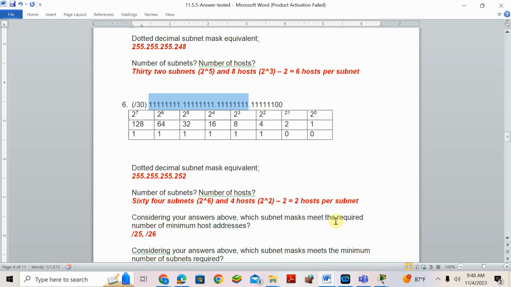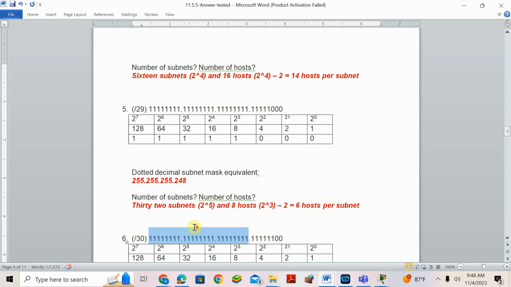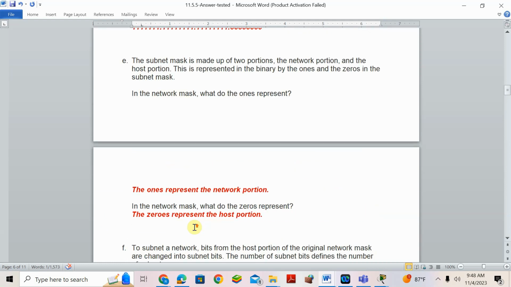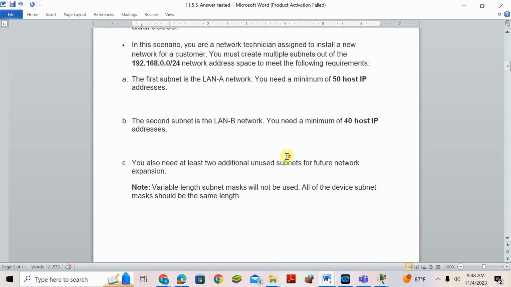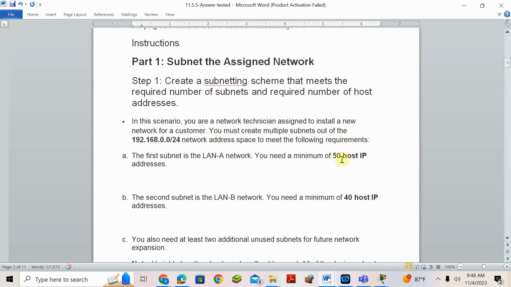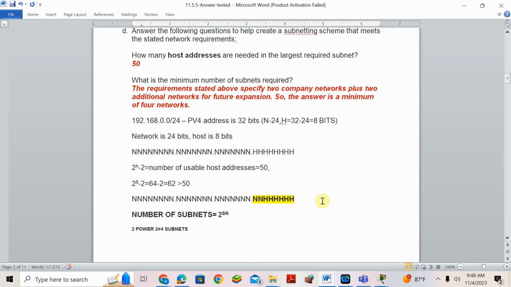Okay. So considering the answers above, which subnet mask meets the required minimum number of host addresses for the question? In our question, how many did we have? 50 host addresses. 50. Okay. And 40. We need minimum 50. So which one is giving 50?